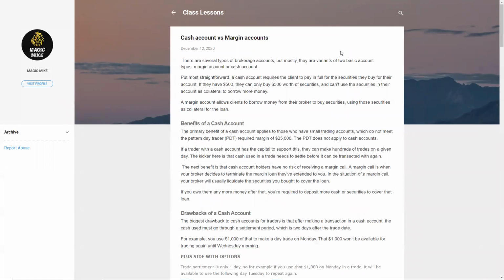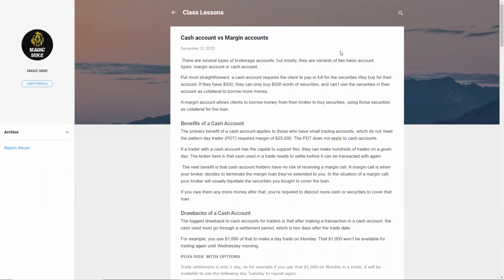There are several types of these brokerage accounts, but mostly they're variants of two basic account types. Each one of these accounts has different criteria. For the most part, they are individual trading accounts, but one has the regulations that go with a margin account and one has those that go with a cash account. So when you're setting up your account, you're going to have to choose: do you want a margin account or do you want a cash account?